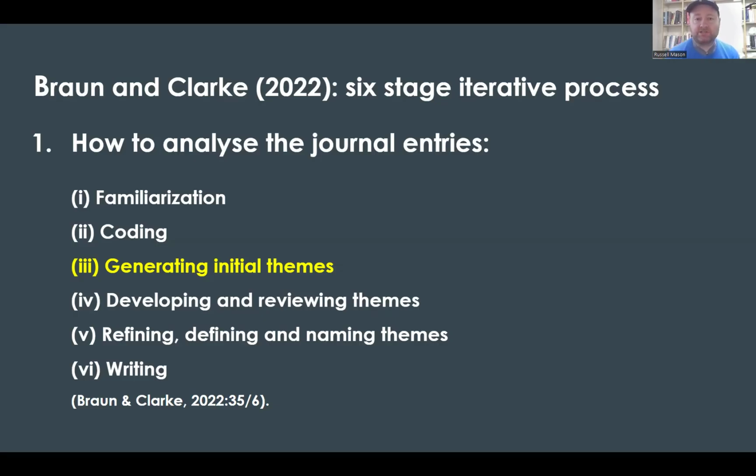Notice that stage four is also about themes. That's developing and reviewing the themes that you generate in stage three. And then stage five will be refining, defining, and naming the themes. So it seems pretty obvious, but I would say anyway that stages three, four, and five are all about themes.